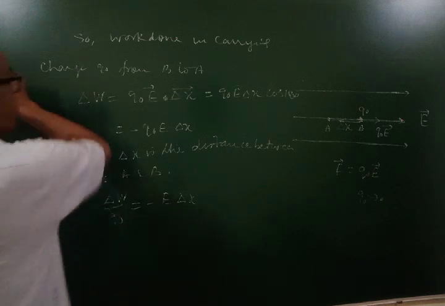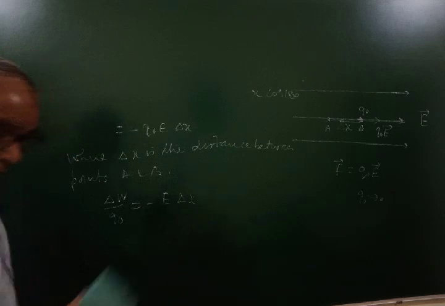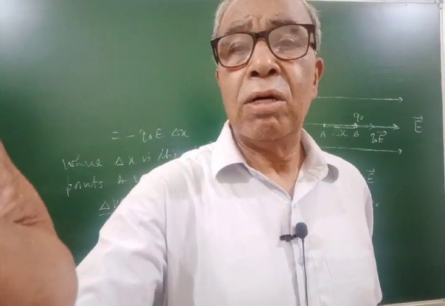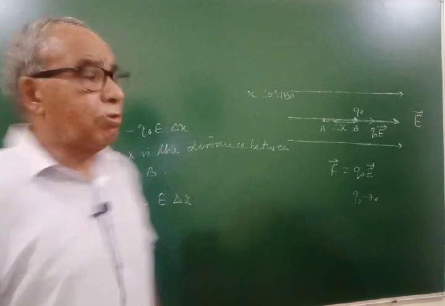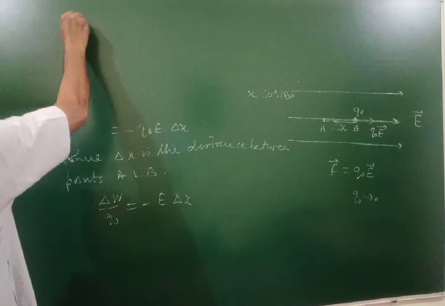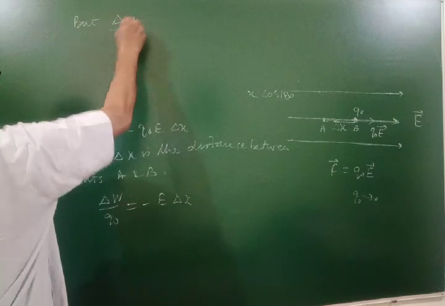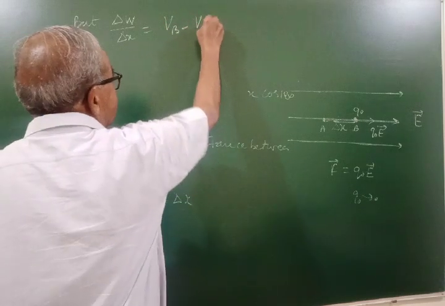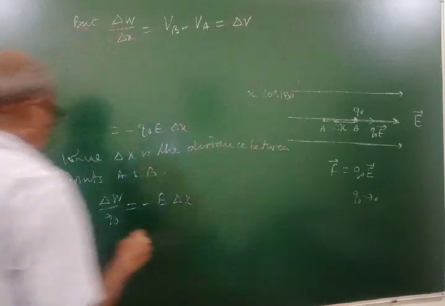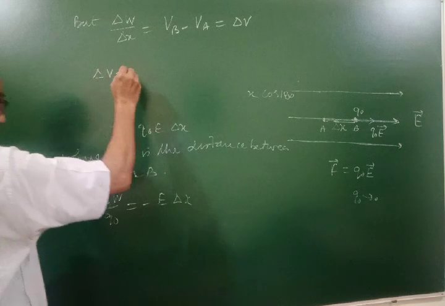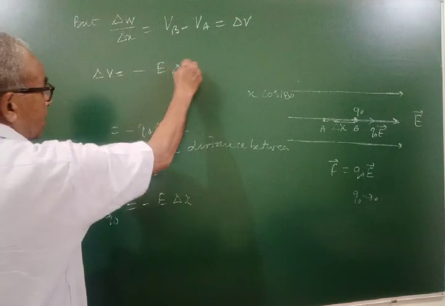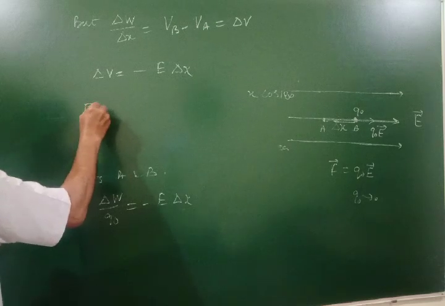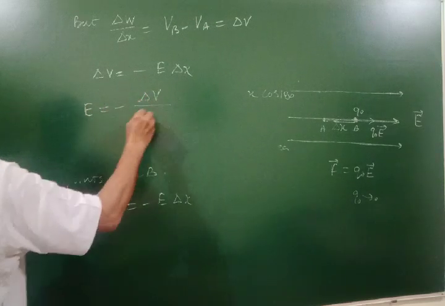But by definition of potential difference, delta W upon Q0 is the potential difference between points B and A. Here delta W upon Q0 is equal to VB minus VA, which we write as delta V, and hence delta V is equal to minus E delta X, or we can write it as E is equal to minus delta V upon delta X.